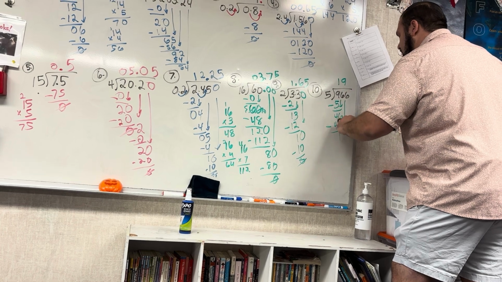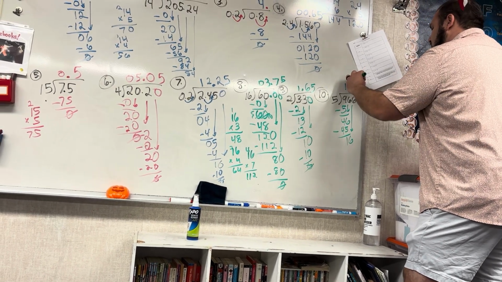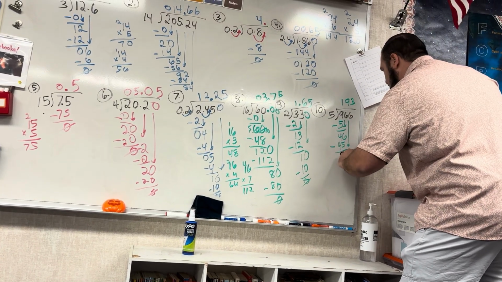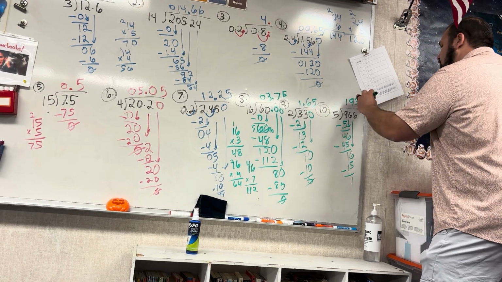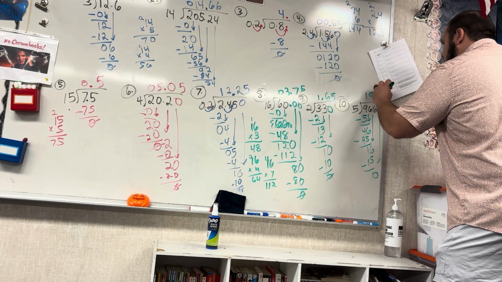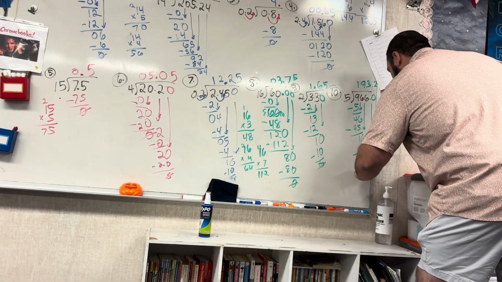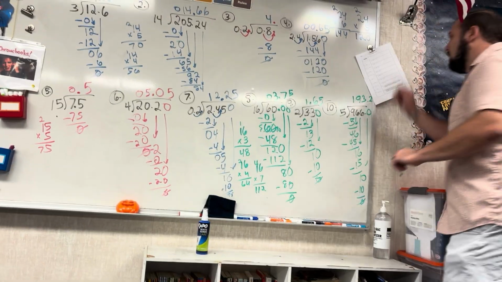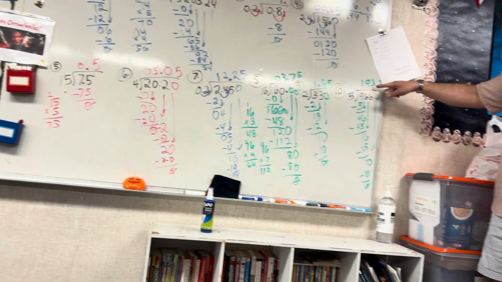You got 1 left over. Bring down the 6. 5 goes into 16 3 times. 5 times 3 is 15. You got 1 left over. Put in a decimal. Add a 0. And 5 goes into 10 2 times. 5 times 2 is 10. You got nothing left over. Okay, your answer is 193.2.